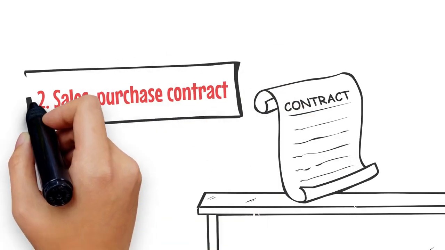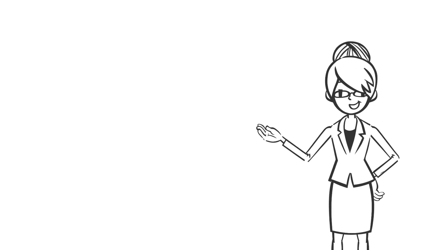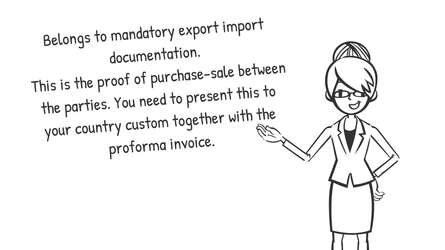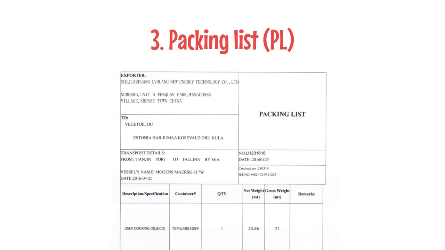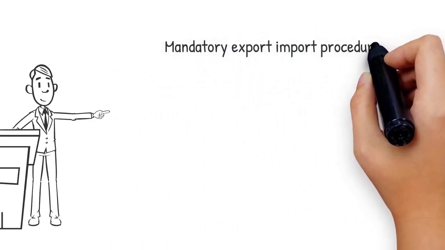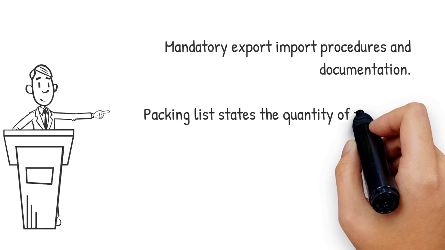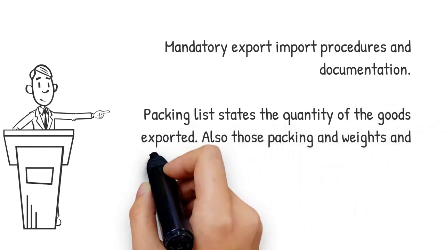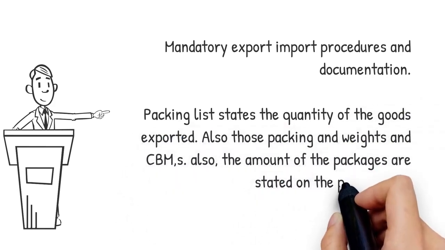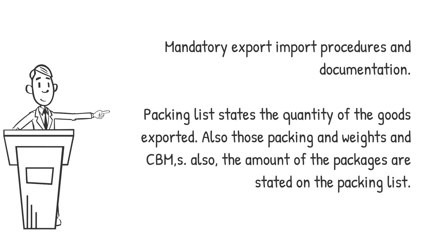2. Sales Purchase Contract. It belongs to mandatory export-import documentation. This is the proof of purchase and sale between the parties. You need to present this to your country's customs together with the Proforma Invoice. The sale purchase contract needs to be well drafted and prepared. 3. Packing List. Mandatory export-import documentation. The packing list states the quantity of the goods exported. Also the packing and weights and CBM. Also, the number of packages is stated on the packing list.